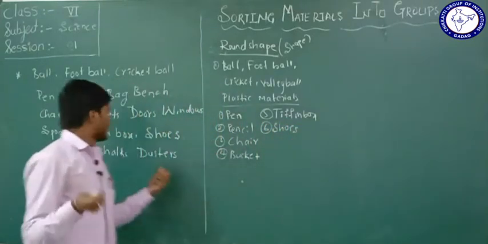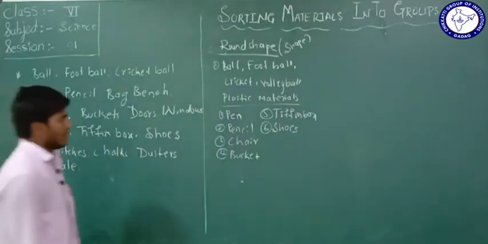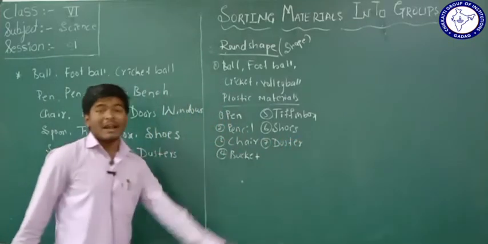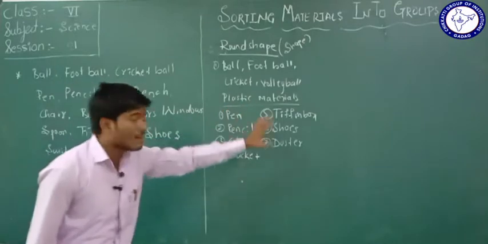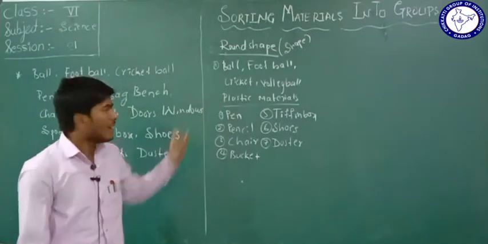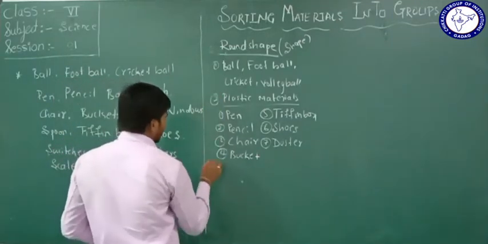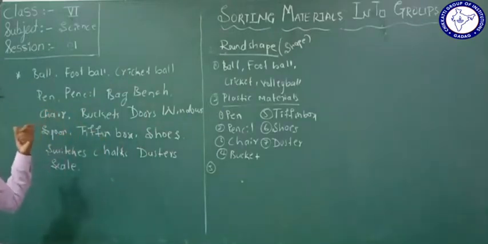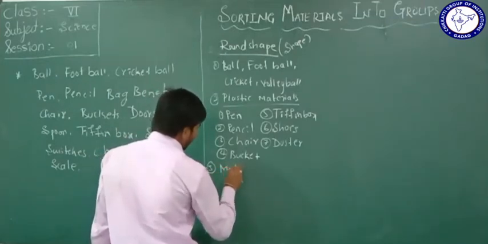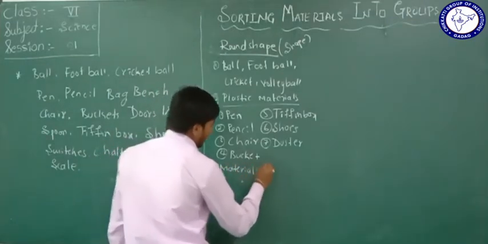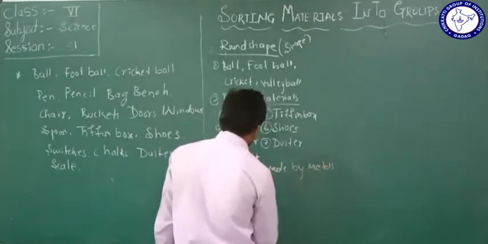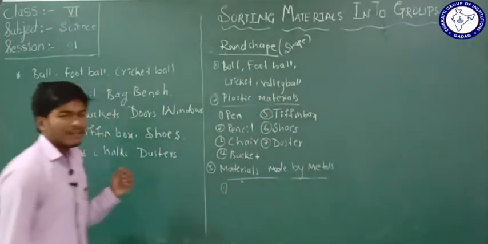Plastic shoes are present. So next I am considering duster. Yes, duster is also made of plastic material, isn't it? What I did here is I grouped the materials based on the material from which they are made, that is plastic. And I am considering another example here. Third one, you have to say the materials which are made of metals. Materials made of metals. Yes, tell me the materials which are made of metals.